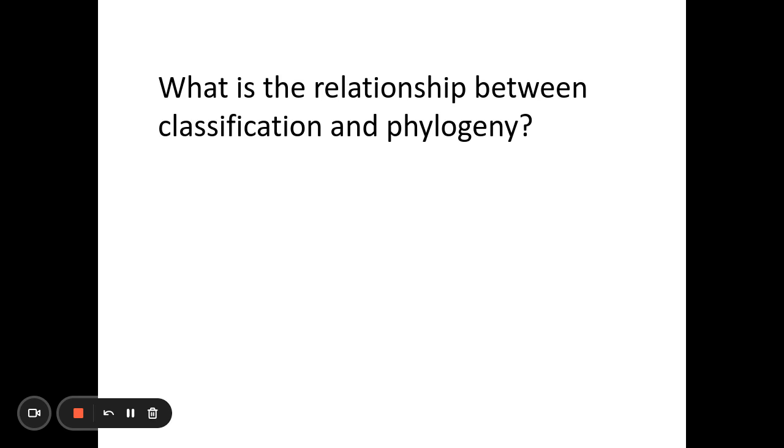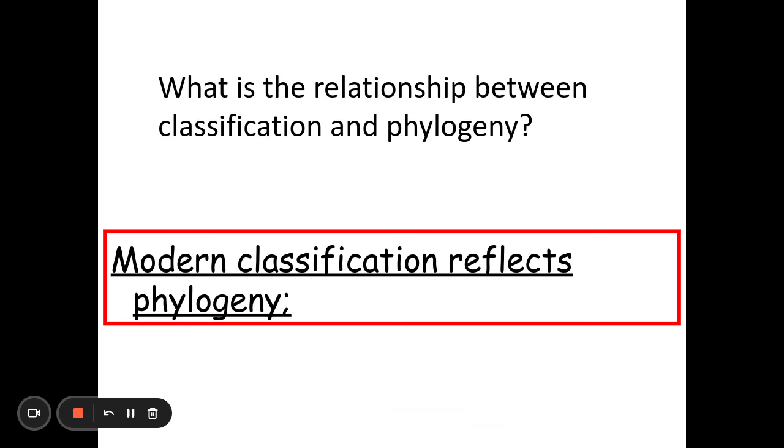Now, this is normally given in a multiple choice question. The answer here is that modern classification reflects phylogeny. It used to be that classification, they just looked at similarities and differences between organisms and put them into groups based upon what they look like. Whereas phylogeny, the closeness of evolutionary relationships, doesn't just take into consideration observable features, but it also takes into consideration things like DNA, RNA, biological, biochemical evidence as well. It's not just what they appear to be like.